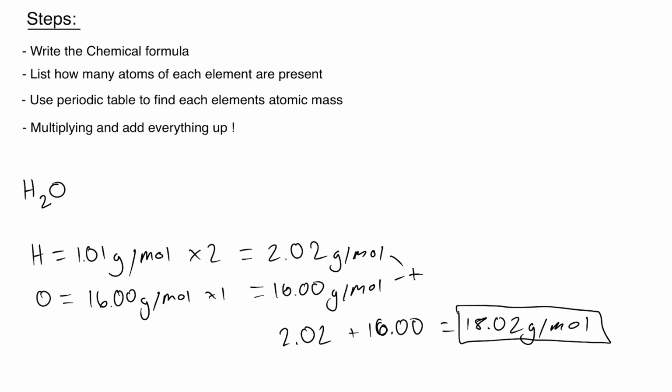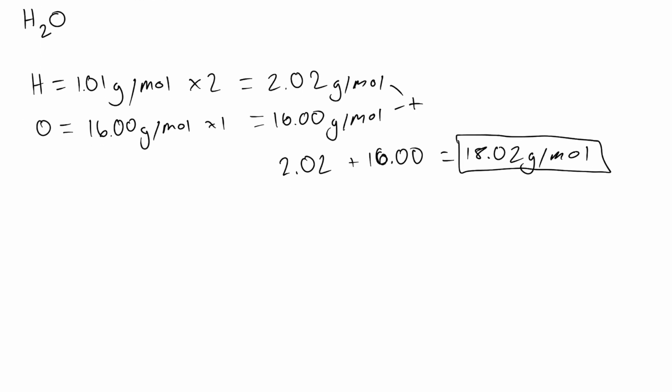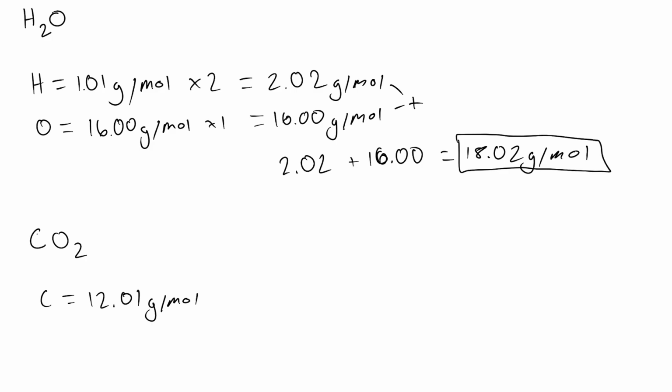Let's try another example. Let's do CO2, carbon dioxide. Now for this, there's only one carbon, so the C, and it has an atomic mass of 12.01 grams per mole. There's one of it, so we multiply it by 1, and it's going to be equal to 12.01 grams per mole.